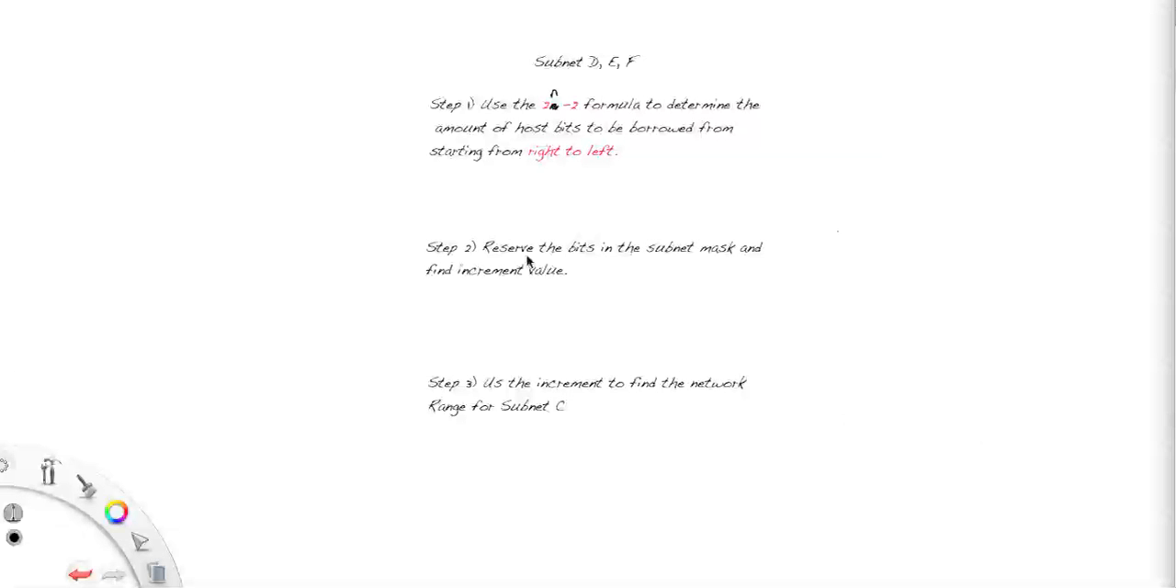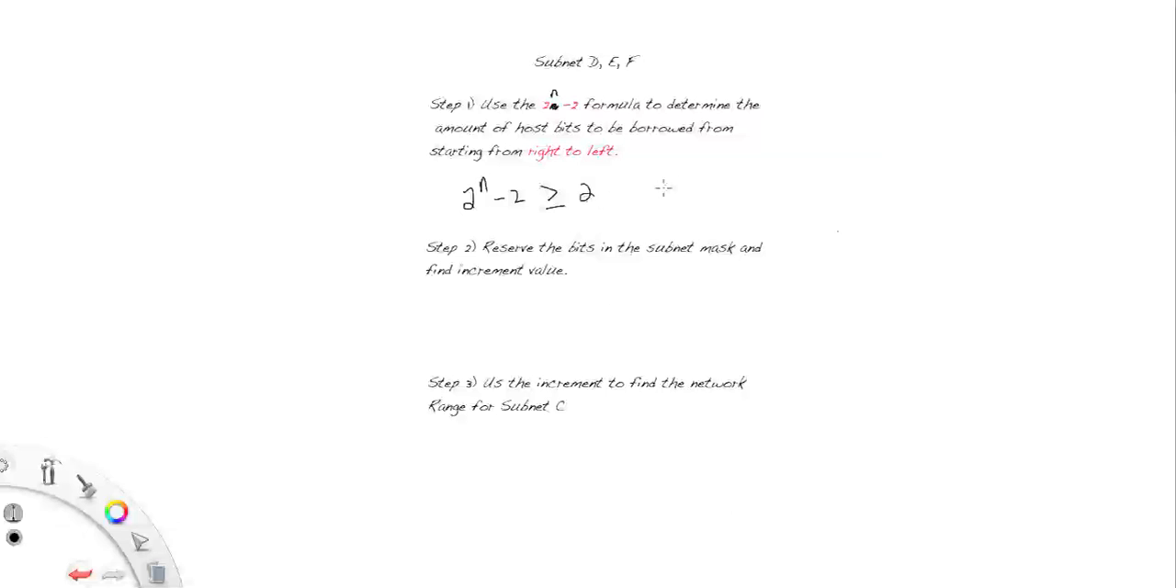Okay, so finally we have to take care of our WAN links in this problem. And so we're going to use the 2 to the n minus 2 formula. And for our WAN links, how many hosts do you need? Just 2. So whether it's 2 or 2,000, same process. 2 to the n minus 2 has to be greater than or equal to 2.